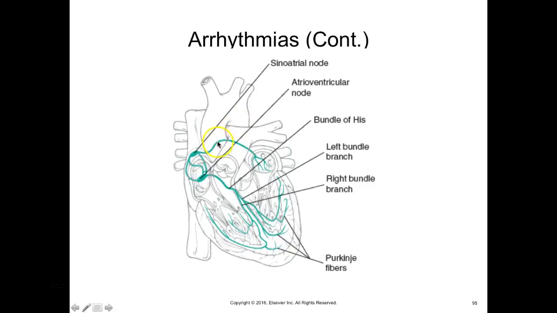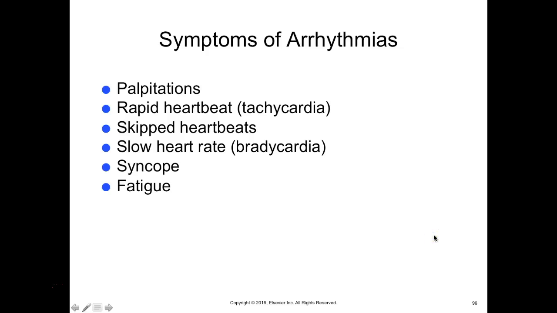So here's your basic cycle here. We have the SA node, which is located here in the right atrium, and the atrioventricular node here, which is at the base of the right atrium. And then we have the bundle of His, and the left and right bundle branches, and then the Purkinje fibers into the myocardium. Symptoms of an arrhythmia: palpitations, rapid heartbeat, skipped heartbeats, slow heart rate, syncope, and fatigue.